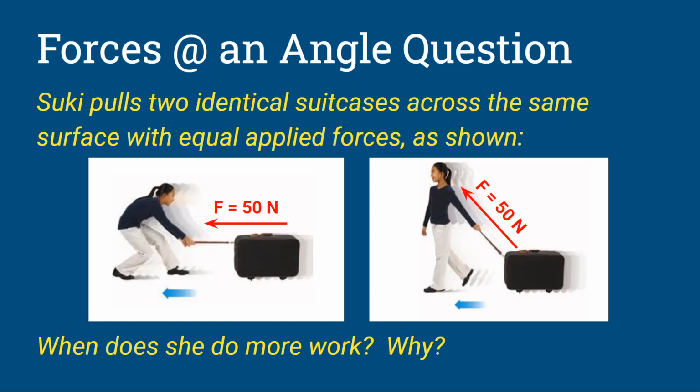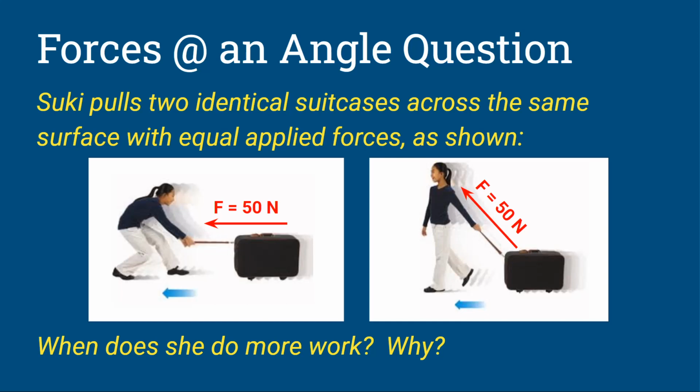When she pulls it horizontally, she will do more work. Okay, because again, when we're calculating work, you can only use the portion of that force that is parallel to your displacement. So she's using all 50 newtons to do work in the image on the left, but the one on the right, again, as a reminder, it's been a while since I asked you this question, only a portion of that force.